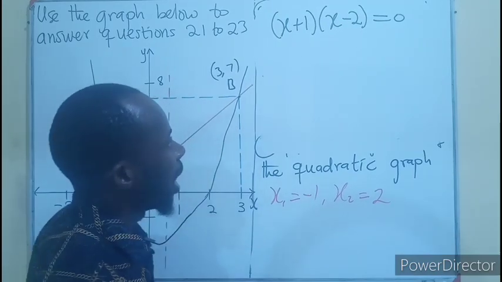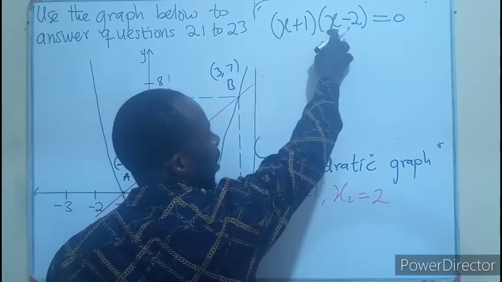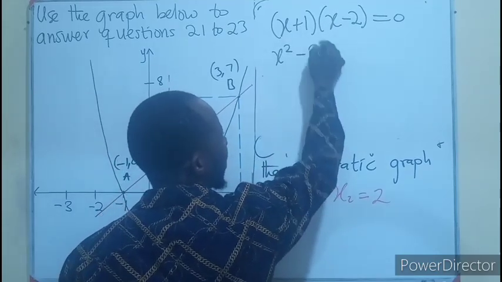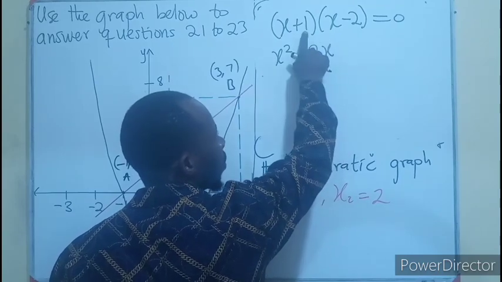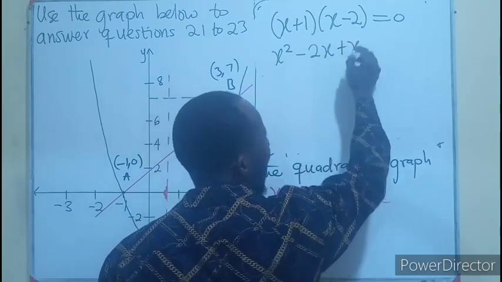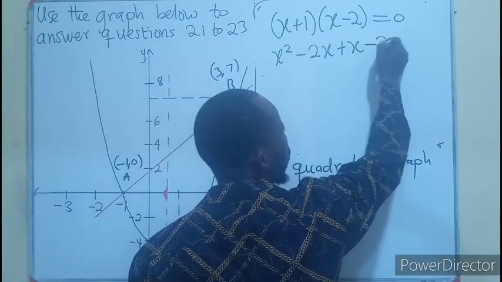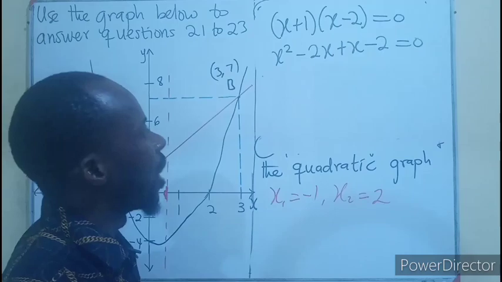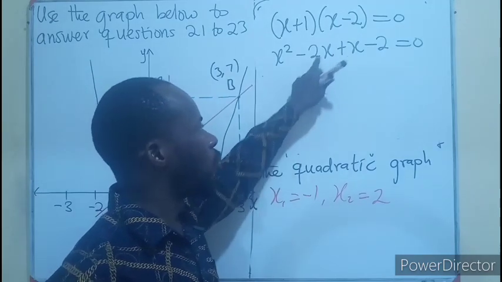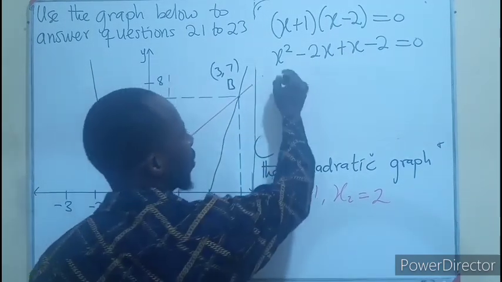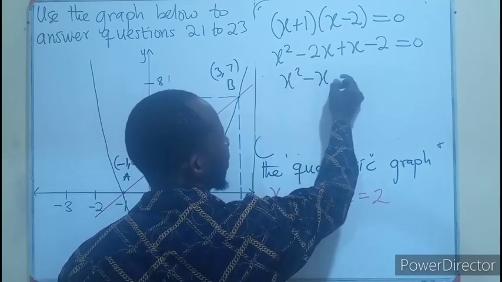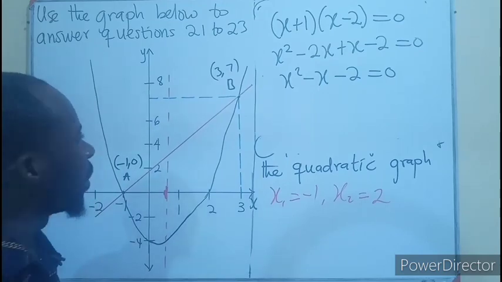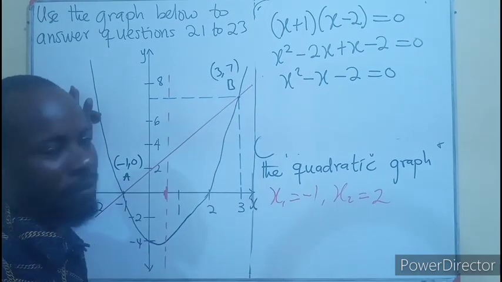So what will I do? I'm going to expand using the FOIL method. x times x, x squared. x times -2, -2x. 1 times x will be x. 1 times negative 2 will be negative 2, and that will be equal to 0. We are going to compute the middle. Negative 2 plus 1, that will be negative 1. So x squared minus x minus 2 equals 0 becomes the quadratic equation that gives rise to this curve.